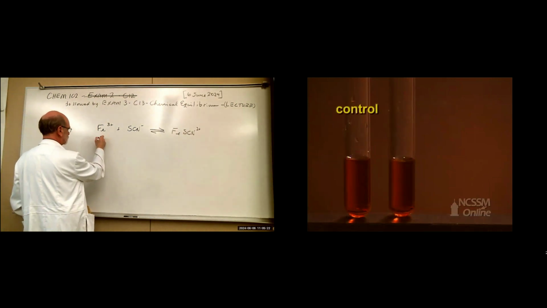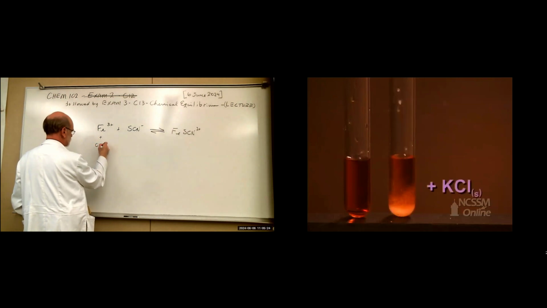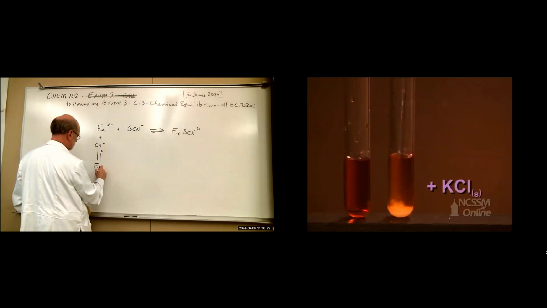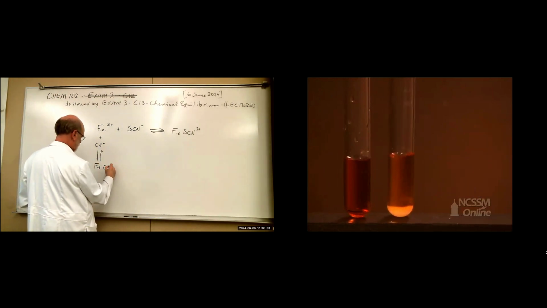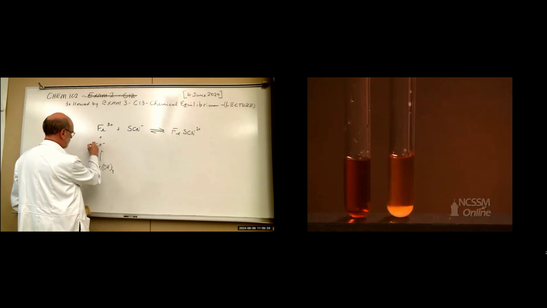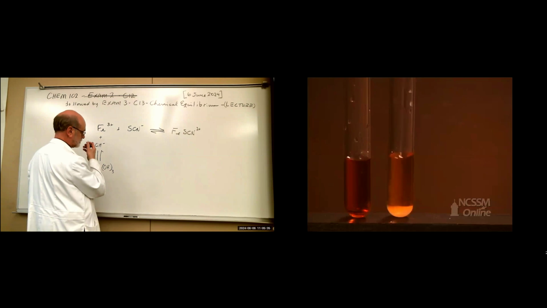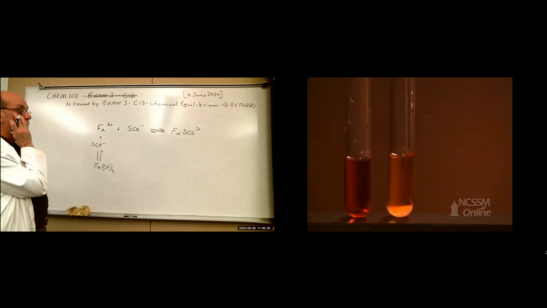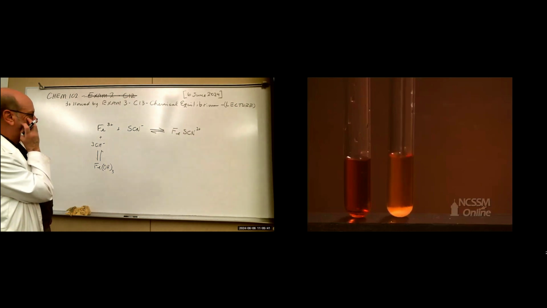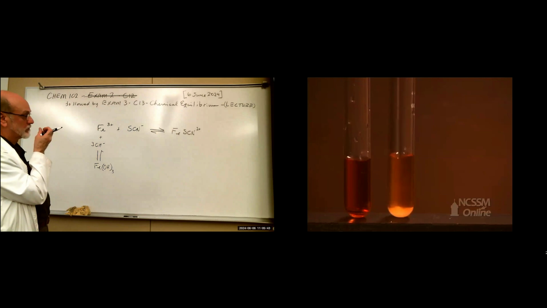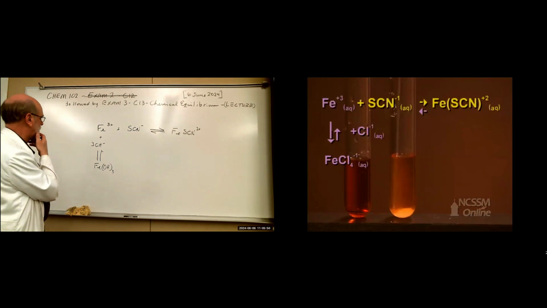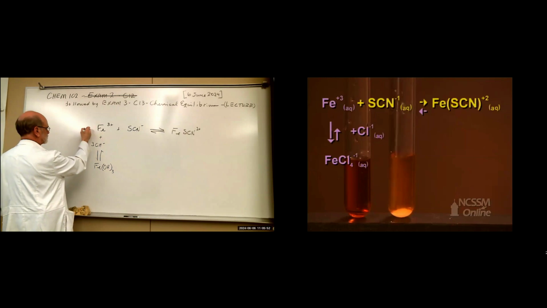We will now add solid potassium chloride to the solution. We notice the decrease in color, indicating that the reaction has shifted in the reverse direction. The chloride ion forms a complex ion with the iron, effectively tying up the iron concentration. The equilibrium shifts in the reverse direction to try and replace the iron that's been removed.